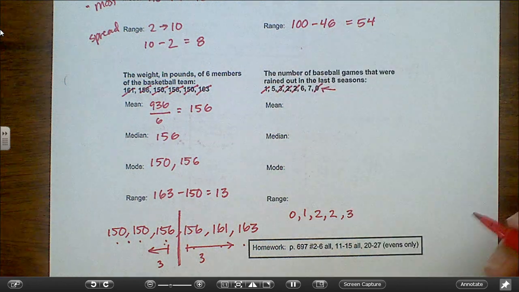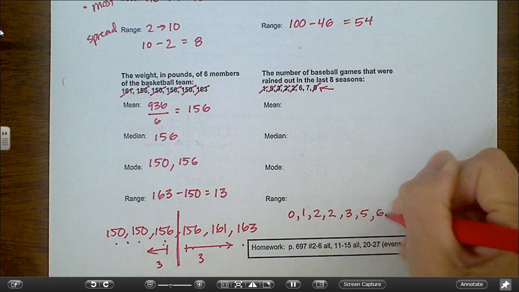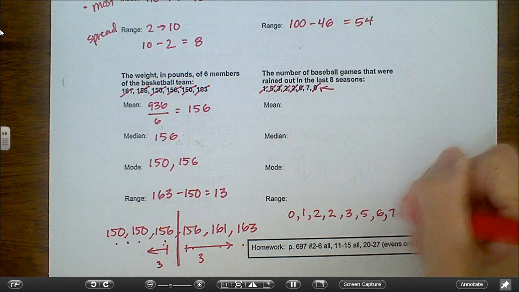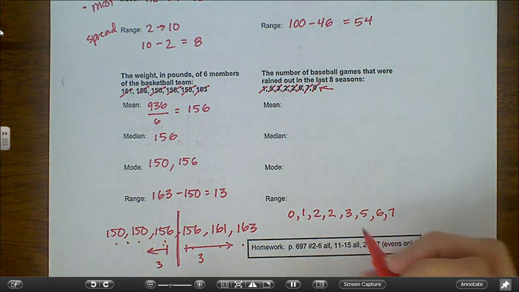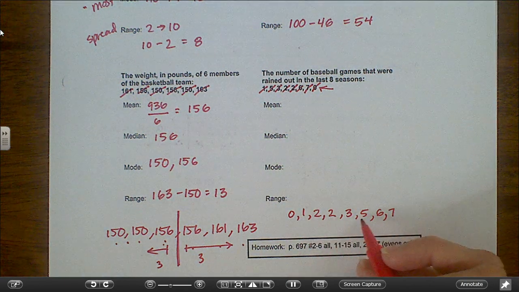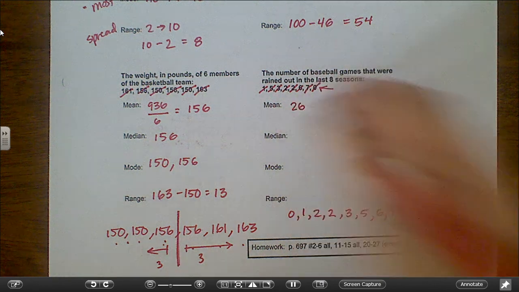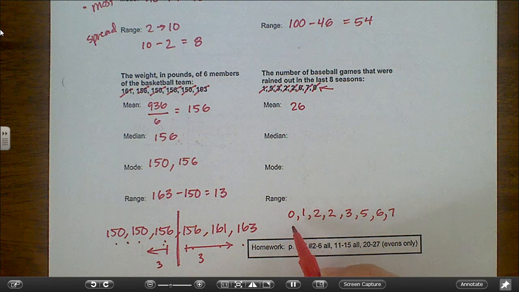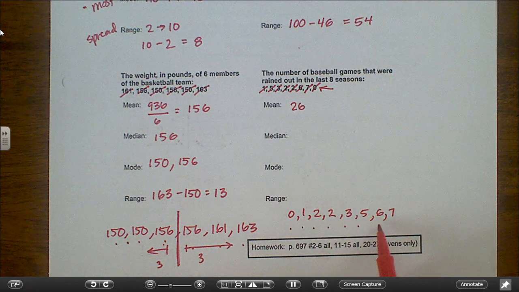3, there's a 5, a 6, and a 7. All right, so when I add these all together, 0 plus 1 plus 2 plus 2 plus 3 plus 5 plus 6 plus 7 is going to give me 26. And again, the 0 added didn't do anything to it, but you have to count it as a data point. So I have 1, 2, 3, 4, 5, 6, 7, 8 data points.